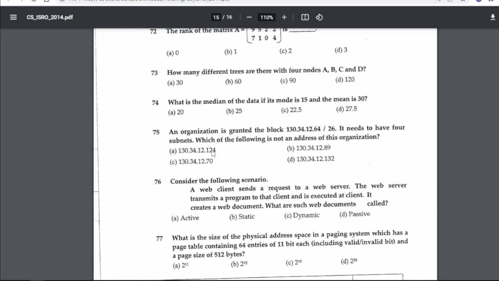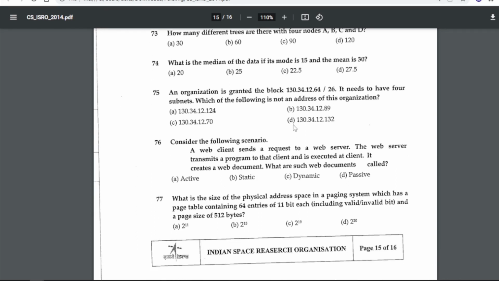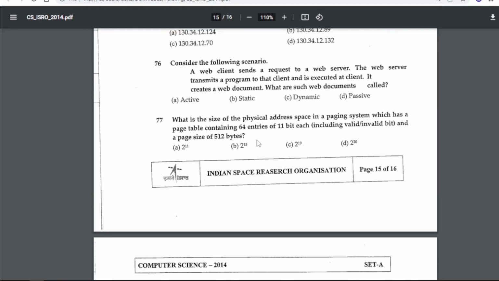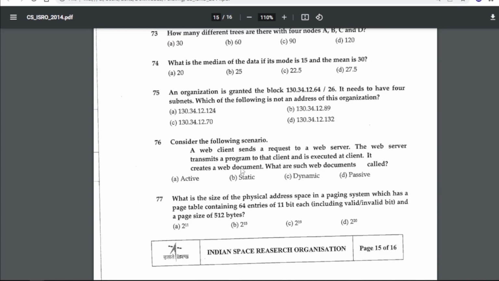Question number 75 is, an organization is granted the block, this one, it needs to have 4 subnets. Which of the following is not an address of this organization? So for 75, if you solve this, you will get the answer as D, that is 130.34.12.132, right?